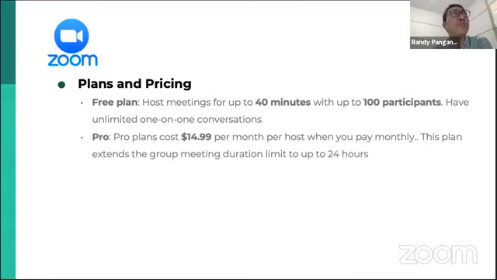Now, if you use the pro plan, which costs about $15 a month per host, this plan extends the group meeting duration for up to 24 hours. For example, I think my Film Life family already has this plan, which means we can have a meeting straight for 3 hours, no problem, no cuts and everything.